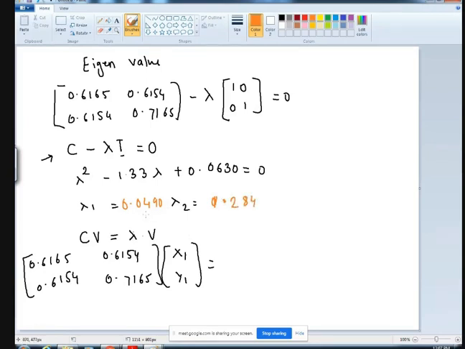So what we need to do is that one by one we have to substitute this 0.0490 into x1, y1, which was your vector. Then find the values of x1 and y1. Once you have found out the values of x1 and y1, you can get an eigenvector. And with that, you can get your principal component analysis.